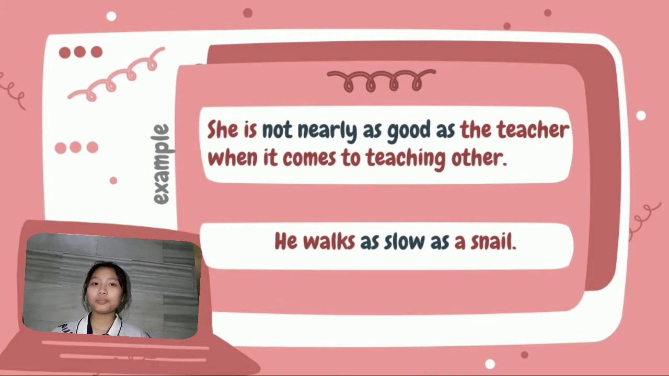Example number 2. He walks as slow as a snail. The words as slow as indicate that the subject is similar with the object. In this case, the subject he is as slow as a snail.